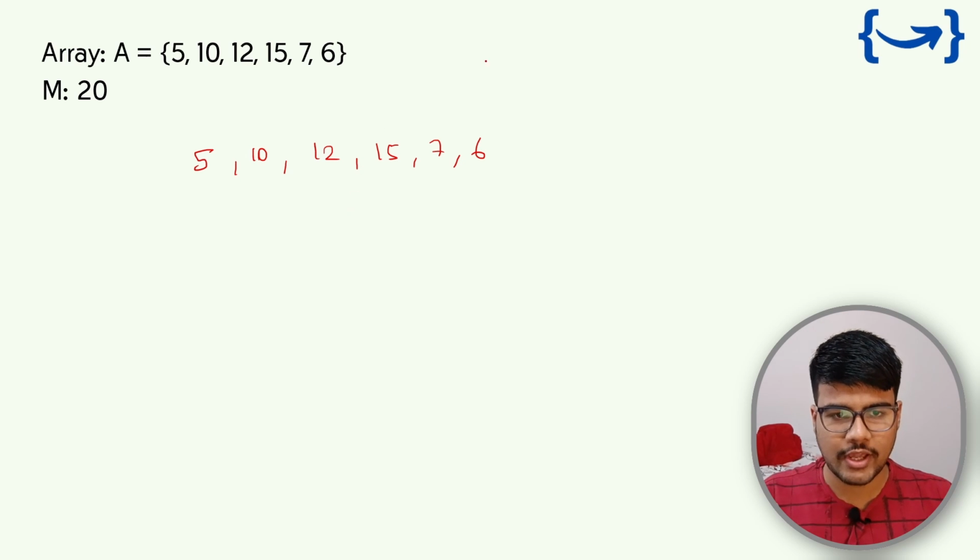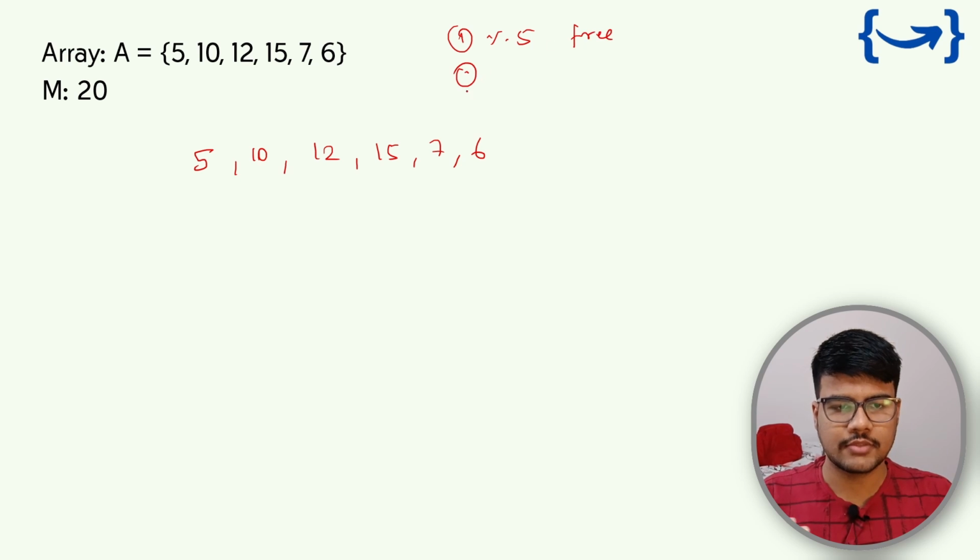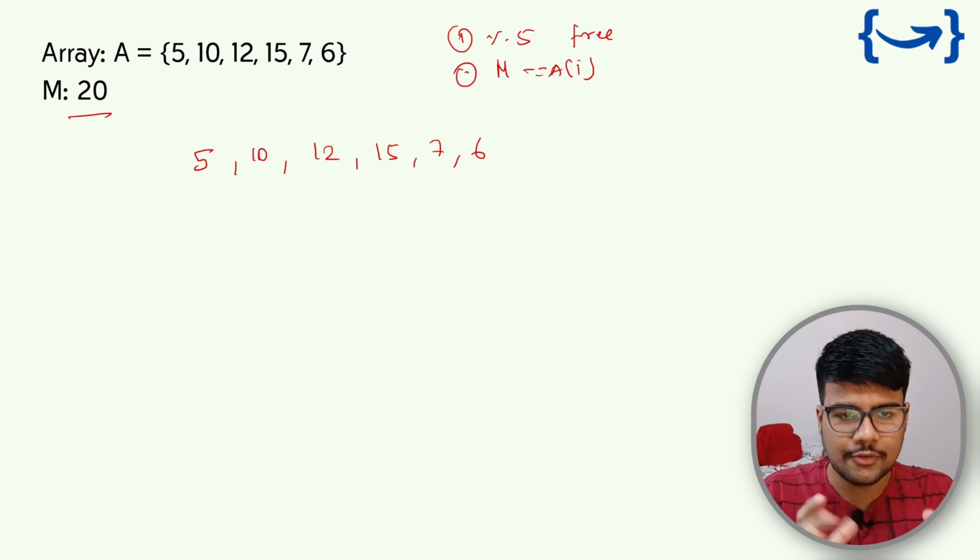If it is divisible by 5, it's free, and if it is not, then we need to subtract it from the given M. So these are the 2 tasks, which is itself an if condition that you need to write and your code will run. But let's dry run it.